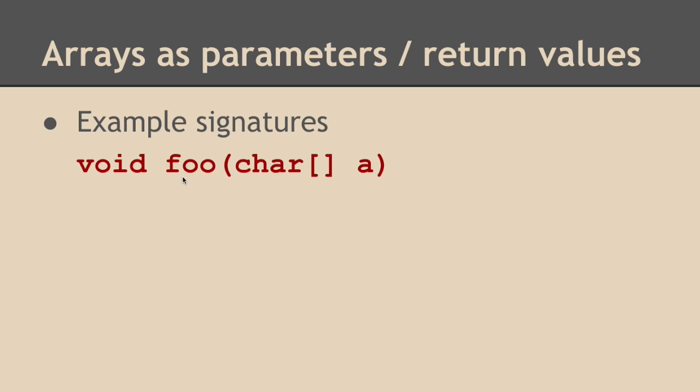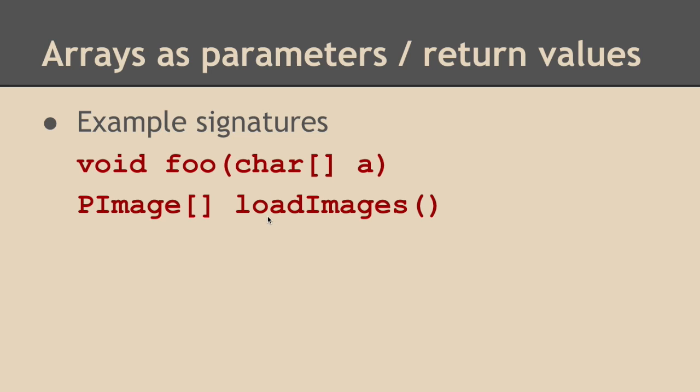Here's a signature of a method named foo that has no return value, so it's void, and it takes a single parameter, which is an array of characters. You can tell that it's an array parameter because the square brackets are after the char, which indicates it's an array of characters. This method, called loadImages, has no parameters, but it has a return type, which is an array of PImage objects. So this method might load up a bunch of images that are required for an application and then return them in an array that we could do something with later.